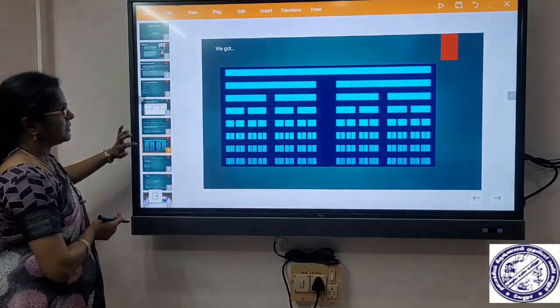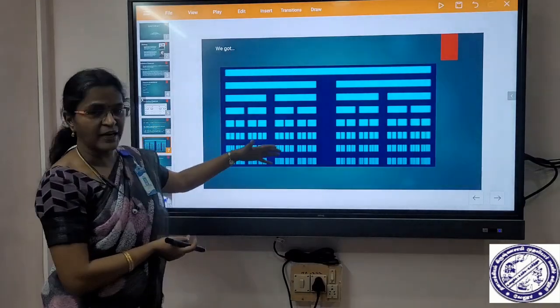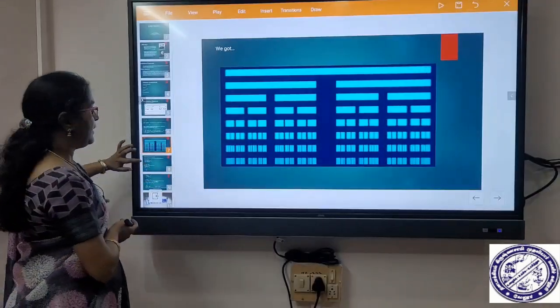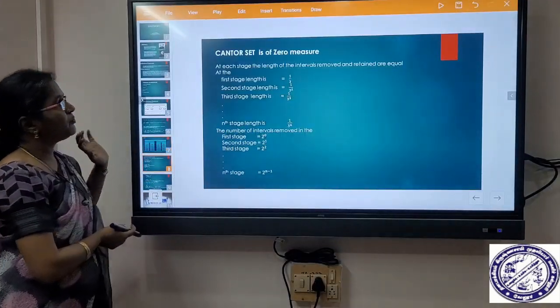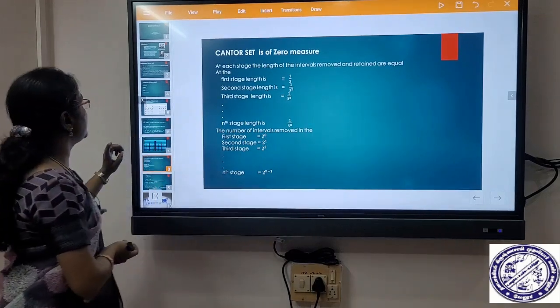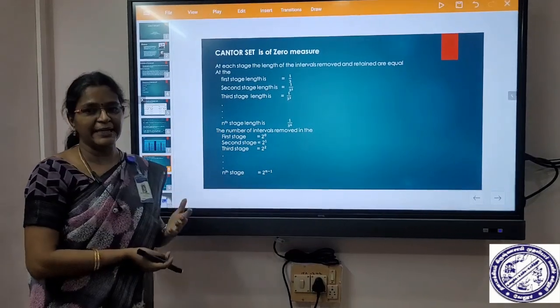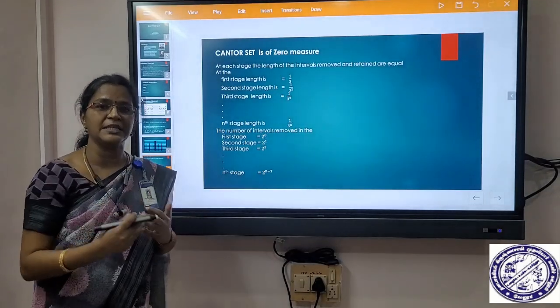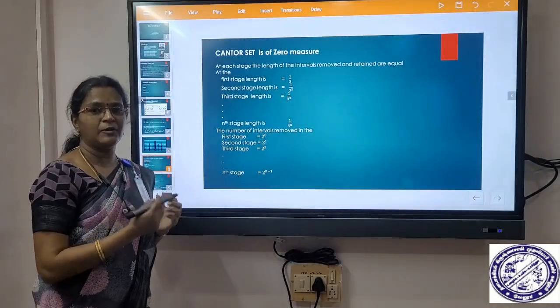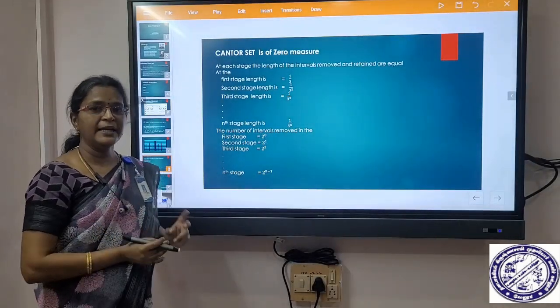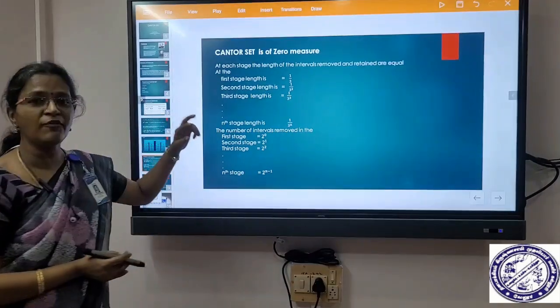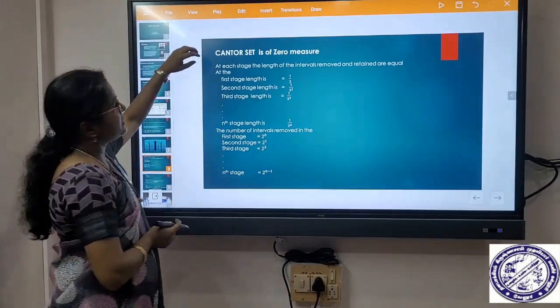And this is an image of the constructed Cantor set. The first property of this Cantor set is that it has uncountably many elements. We know that after removing all such open intervals, we have uncountably many elements in the Cantor set. Next we are going to prove that the Cantor set is of measure 0. So the Cantor set is of 0 measure.